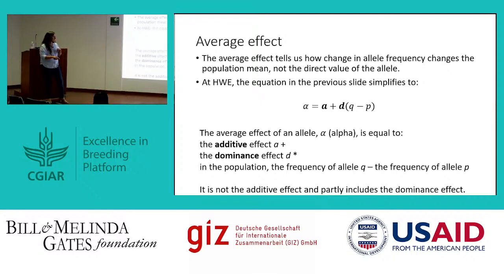So if you look at this here, when is alpha equal to A? What could happen in this equation to make these two things equal? Well, D could be zero, right? If there's no dominance, like Eduardo was saying with line breeding, or if these allele frequencies were both 0.5, which would be kind of a fluke thing, but yeah. Okay, so thank you for bringing that up. I forgot.